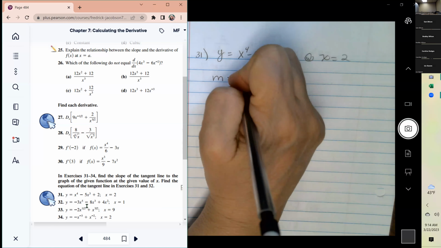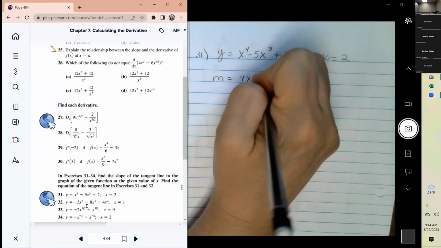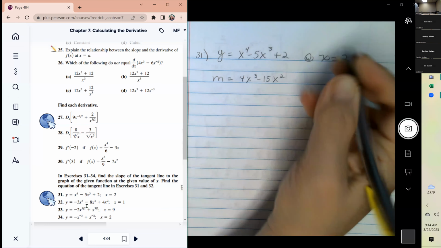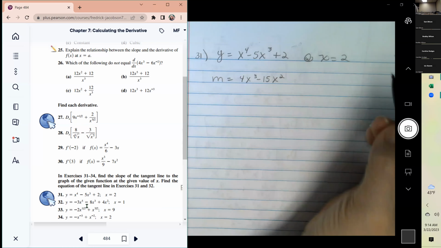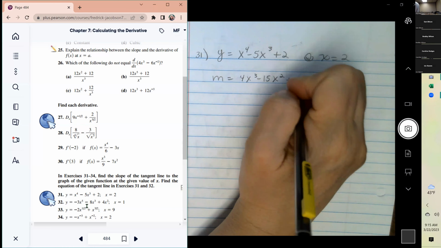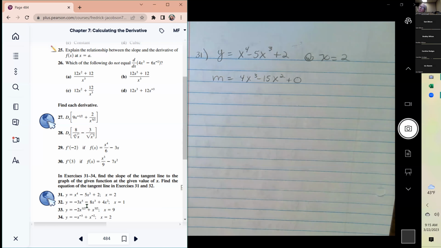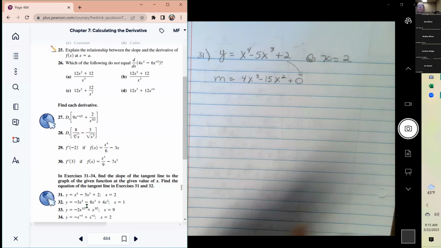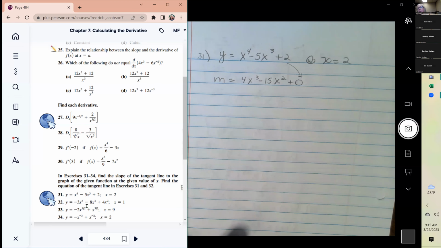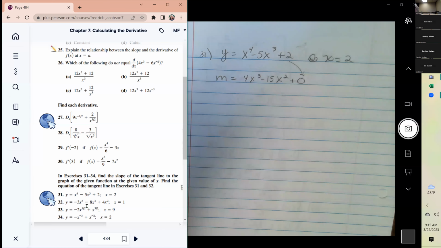4x cubed minus 15x squared. 2 is a constant. Remember, it goes to 0. So if you want to put the plus 0 till you get used to that, not a bad idea. Derivative of a constant is 0. And then we plug in our 2 to find the value for the slope.